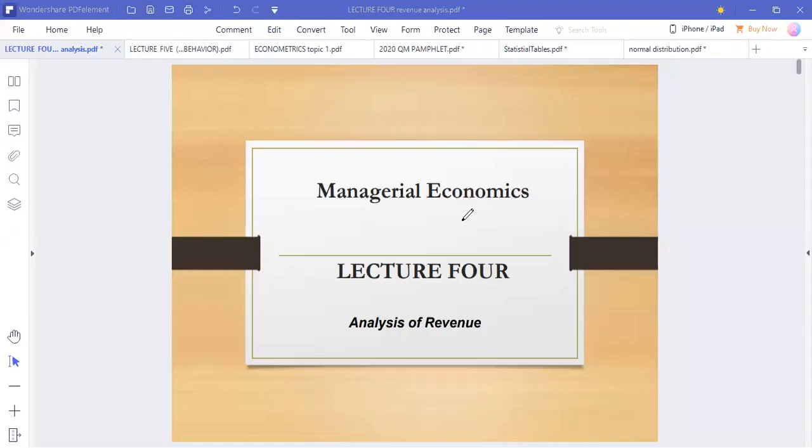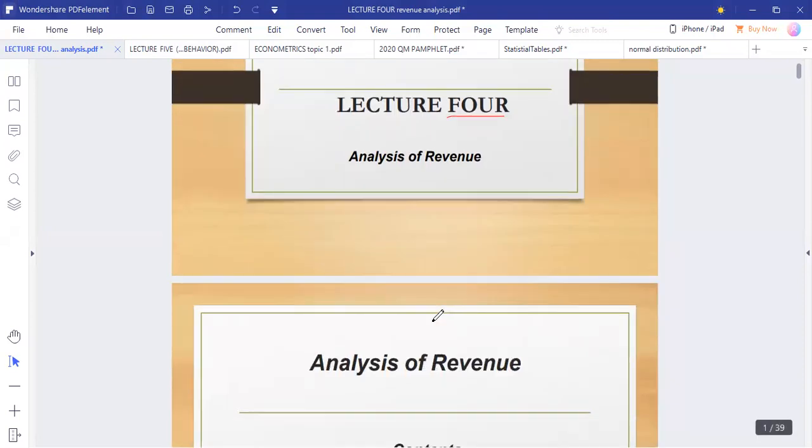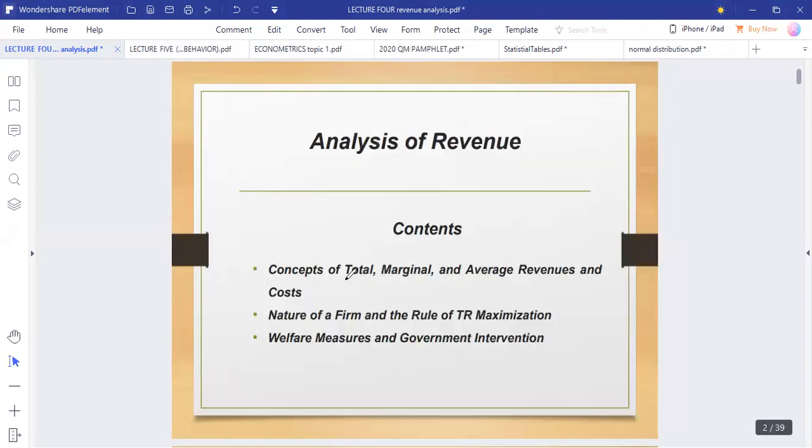So a quick recap before we go to Unit 5. In Unit 4, we looked at what is called analysis of revenue. Under analysis of revenue, we discussed the concept of total revenue, marginal revenue, average revenue, and we also looked at the aspects of costs. We learned how to maximize the total revenue. The part we're remaining with is the measures taken by government in this kind of market.